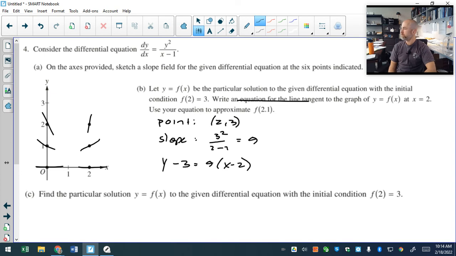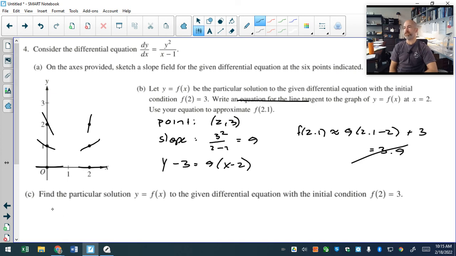Are we good with that one? Then it says use this to approximate f of 2.1. So f of 2.1 would be approximately 9 times 2.1 minus 2, plus 3. And if you choose to clean that up, that is going to be 3.9. But again, I don't think we need that, so I'm just going to cross it out. Do the approximation, just satisfy curiosity, and then move on. Good? Bad? Those are nice 2 questions, aren't they? I like those.